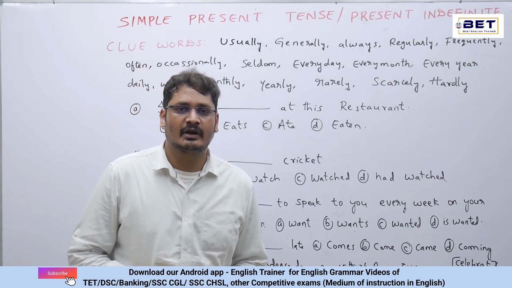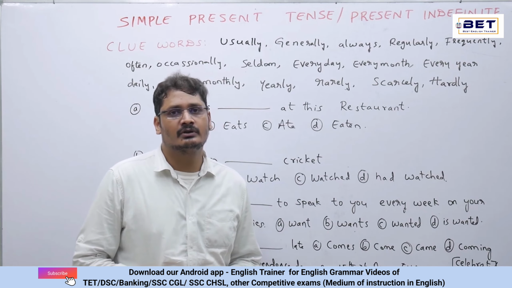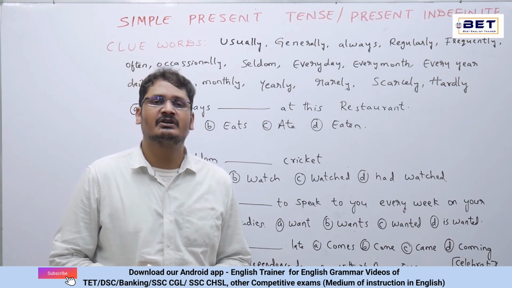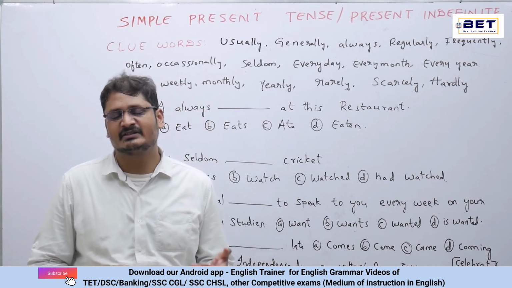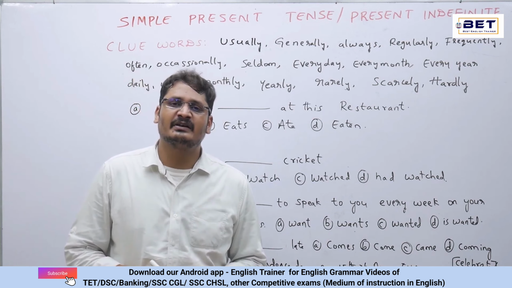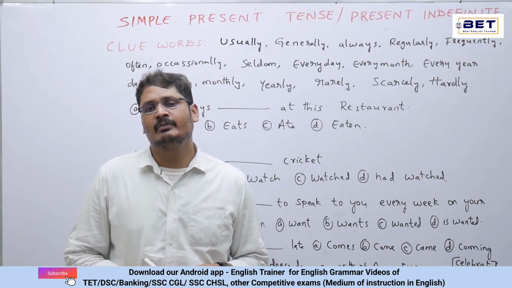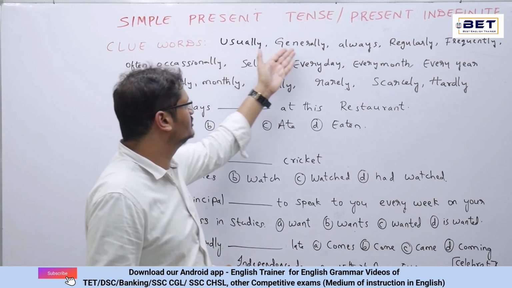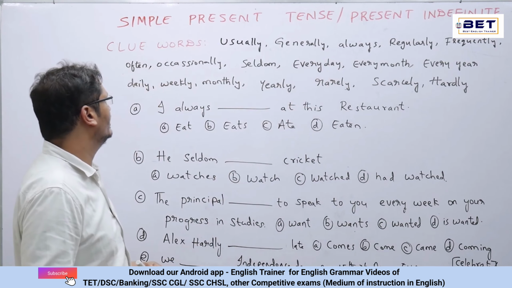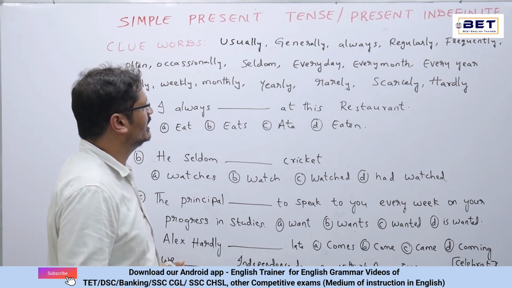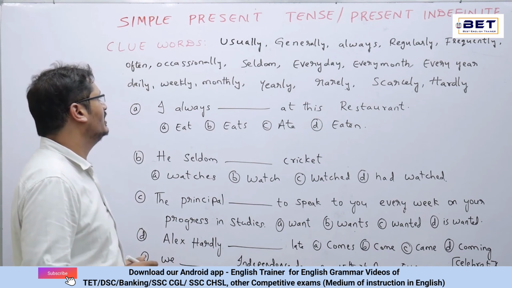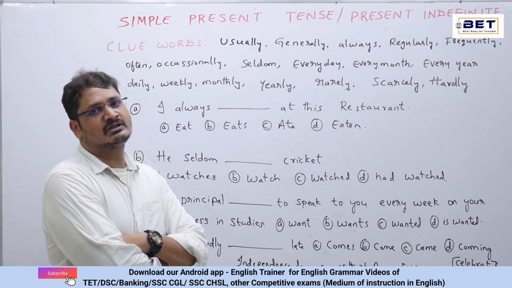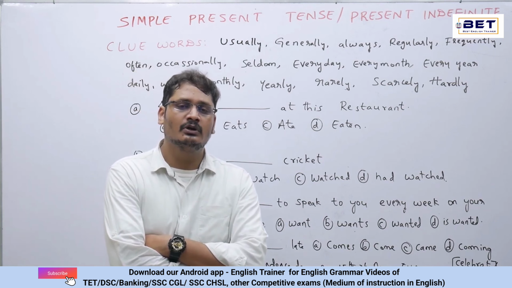Okay. Now, we'll try to understand clue words for simple present tense. Now, what are these clue words? Clue words or hints are special words which we would generally find in a sentence pertaining to that particular tense. And by seeing this particular clue word, we'll be in a position to answer the question over there. Now, just see the clue words here. Usually, generally, always, regularly, frequently, often, seldom, occasionally, every day, every month, every year, daily, weekly, monthly, yearly, rarely, scarcely, hardly. So these are generally the clue words pertaining to simple present tense.